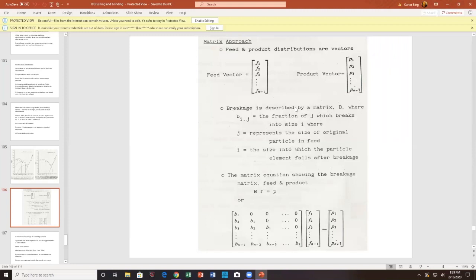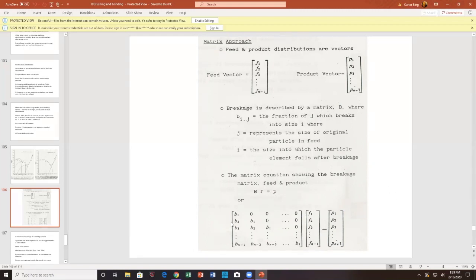So breakage is described by a matrix, a fraction of J which breaks into size I. So J breaks into I. J represents the size of the original particle in the feed, and I would be the size in which the product element falls after breakage.